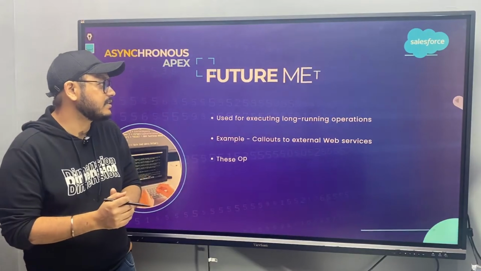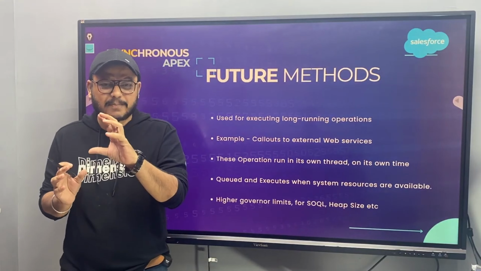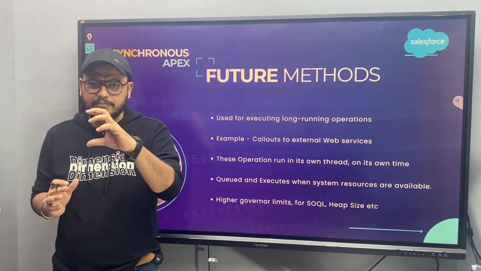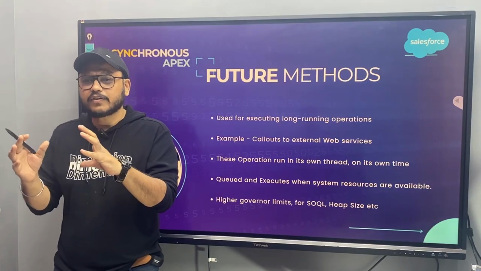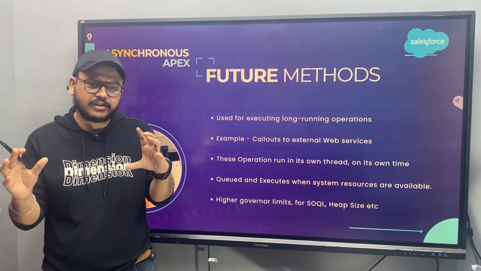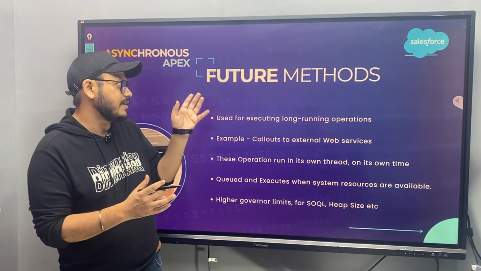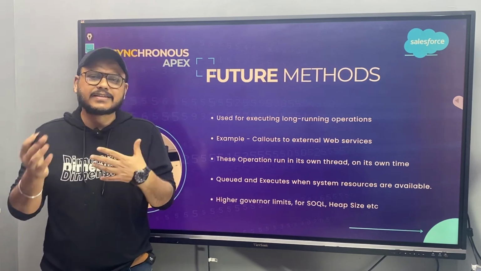So let us begin with understanding each of them. So, future methods. A future method is the simplest form of asynchronous Apex. It is simply a method similar to other methods that we have in Apex. The only difference between a future method and a normal method is that a future method can be executed in the future. As the name suggests, it is a method which will get executed in the future.